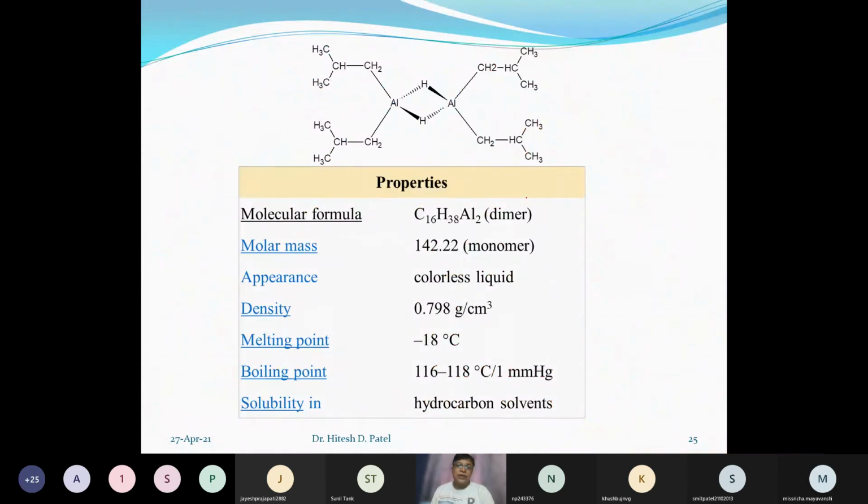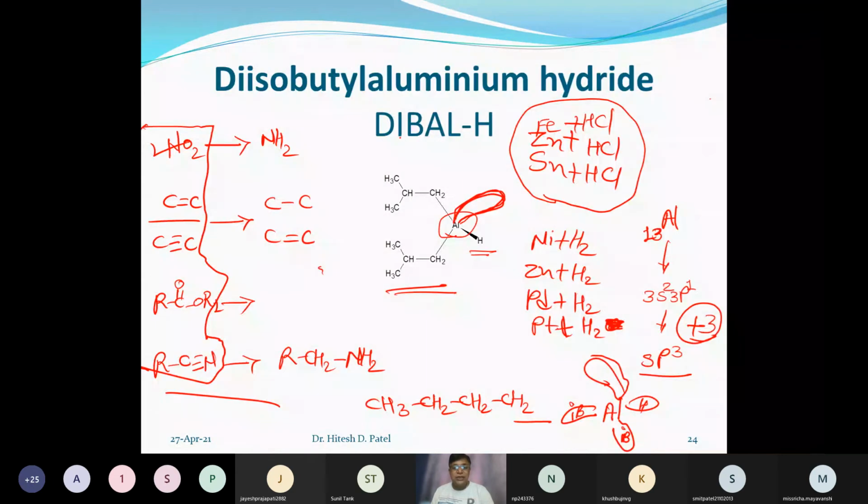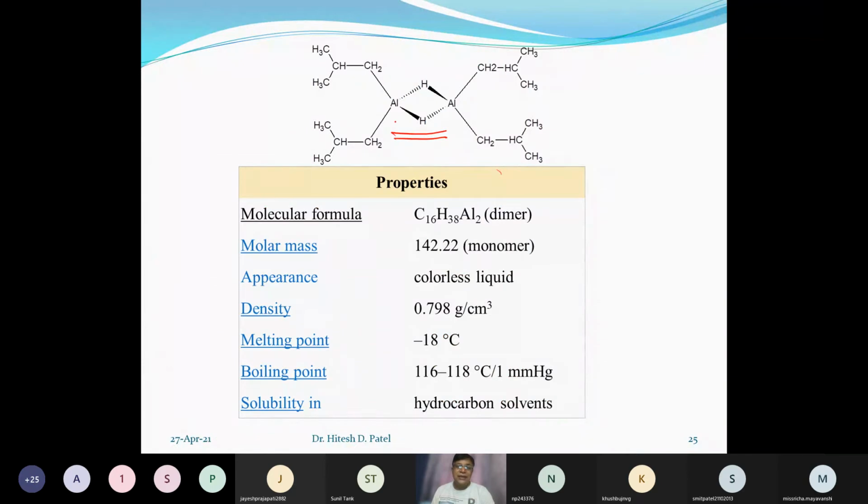Now the second thing: here in the structure it is in the form of a dimer. Why is it in the form of a dimer? Its monomer is not stable in specific conditions, so it is available as a dimer. Because, as I said, this orbital is a vacant orbital, and the same thing is there with the other aluminum too.